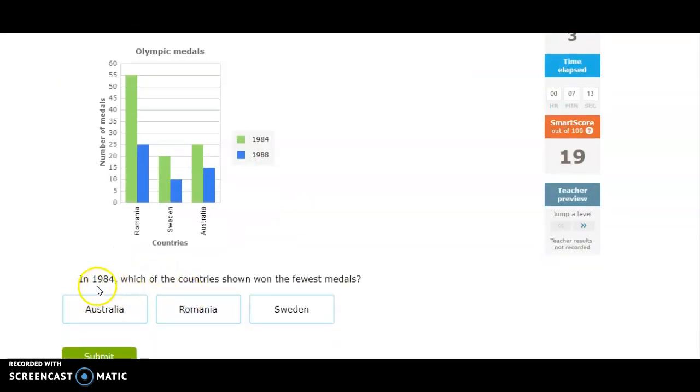In 1984, which of the countries shown won the fewest medals? So we want to make sure we narrow in on the year, 1984, which is represented by the green bar. Then we want to know which one won the fewest medals. So our green bar is the lowest in green for Sweden.